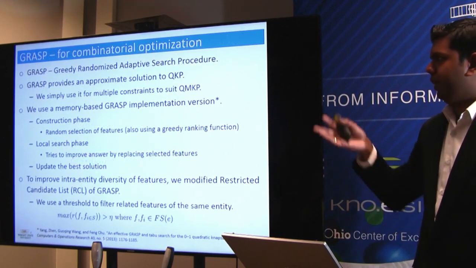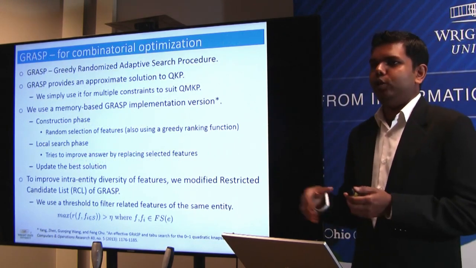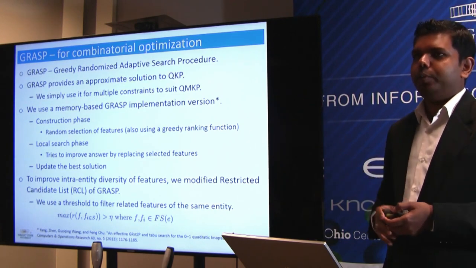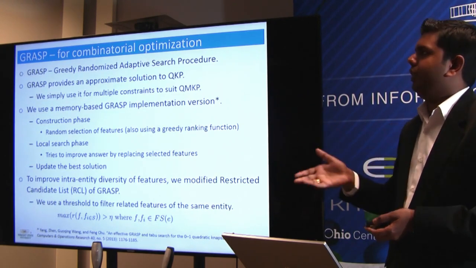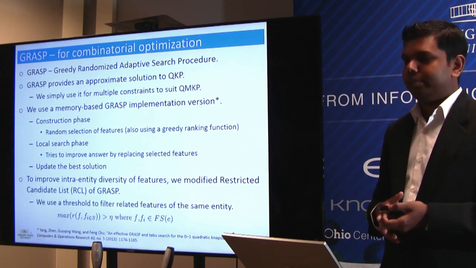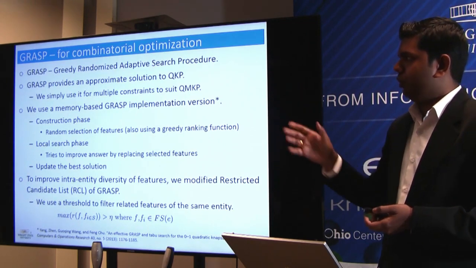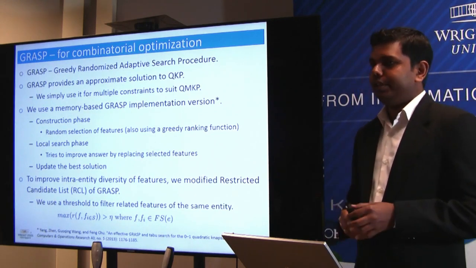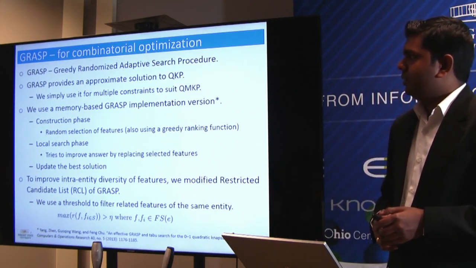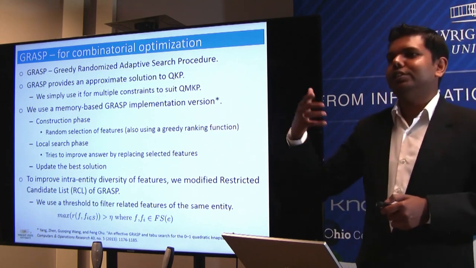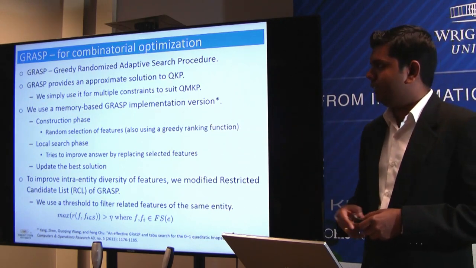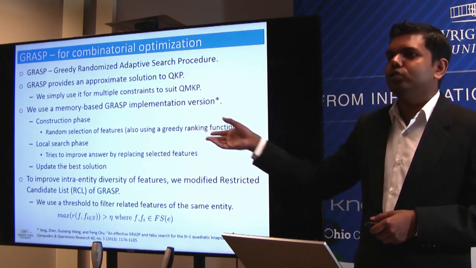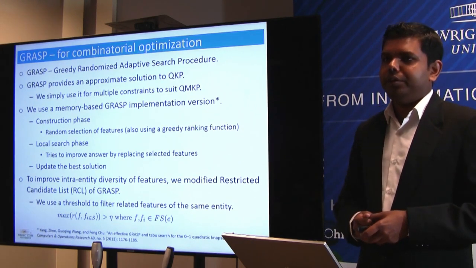And then briefly, I don't intend to spend time on this. We adapt an optimization technique for solving the quadratic multidimensional knapsack problem. We use GRASP, which is the greedy randomized adaptive search procedure. Because it's an NP-hard problem, what it does is randomly create many solutions and, based on those solutions, give you the optimal one.